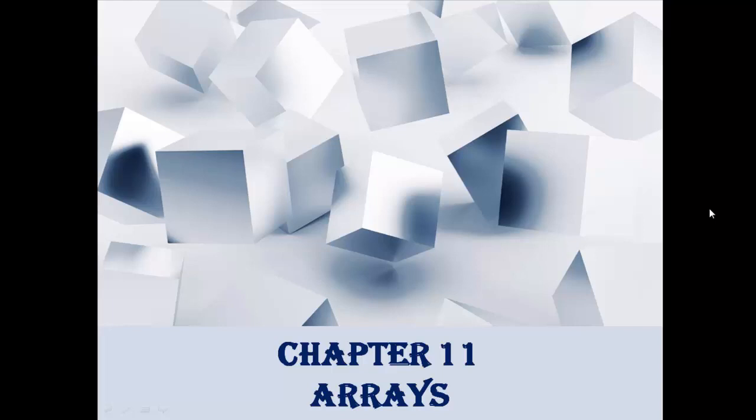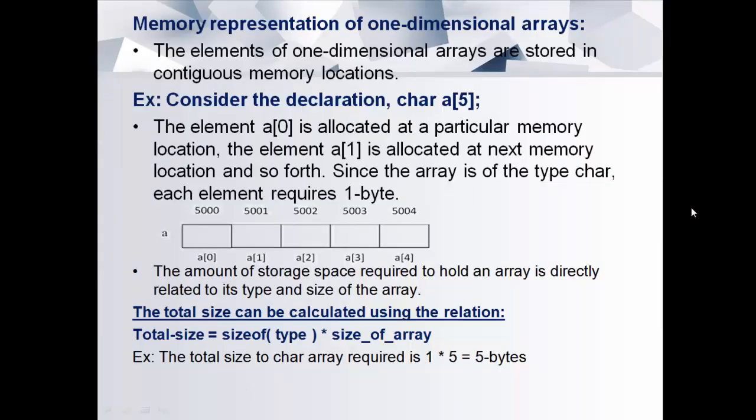In this class let us continue with the next topic, that is how memory is represented in one-dimensional arrays. We already know how to create an array and how to insert elements into an array. In this class we will discuss how to represent the array elements in a one-dimensional array. The elements of one-dimensional arrays are stored in contiguous memory locations.